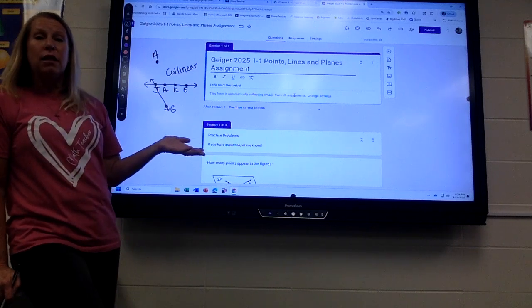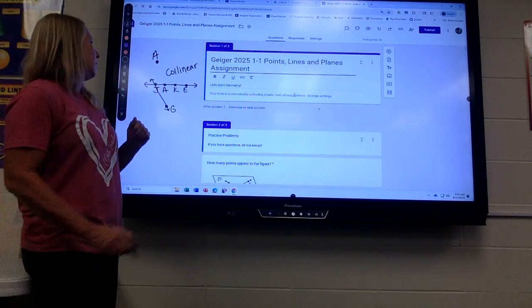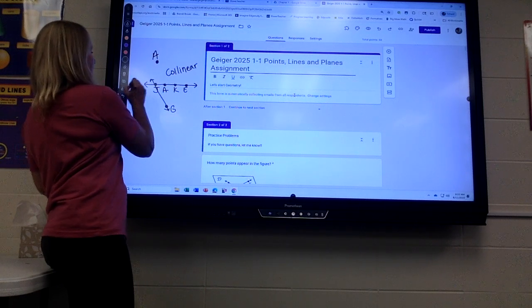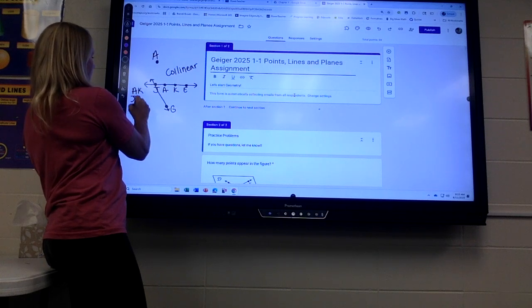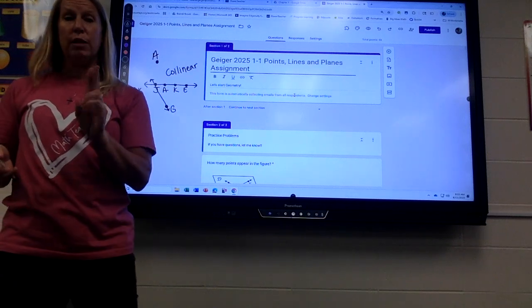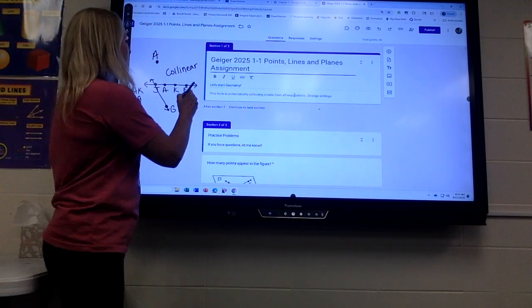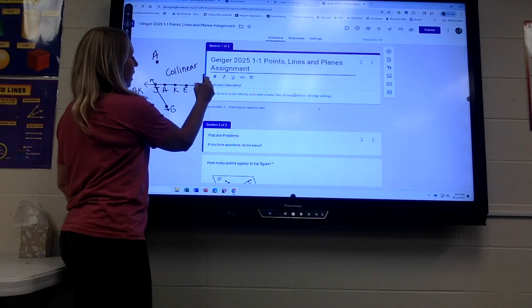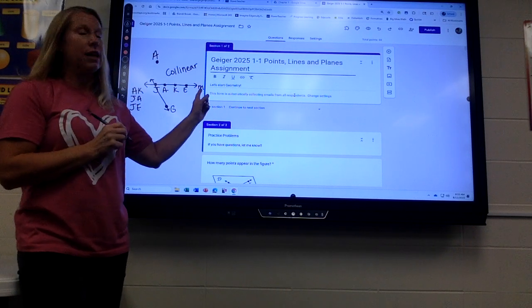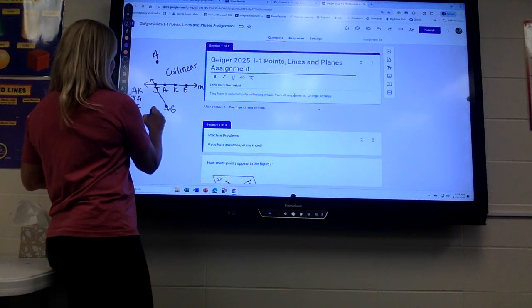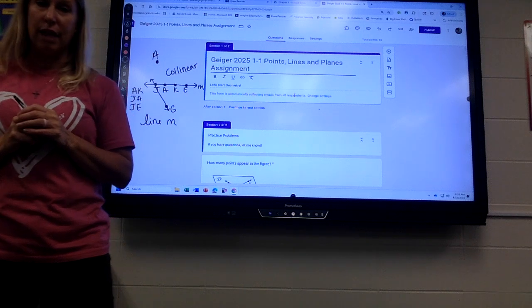Now we name a line by 2 letters. So I could name this line A, K, or J, A, or J, E. There's lots of ways. Just 2 points make a line. So you'd name a line with 2 letters. Or sometimes there's a lowercase italicized letter off to the side. I could name that line M, by the little italicized letter.